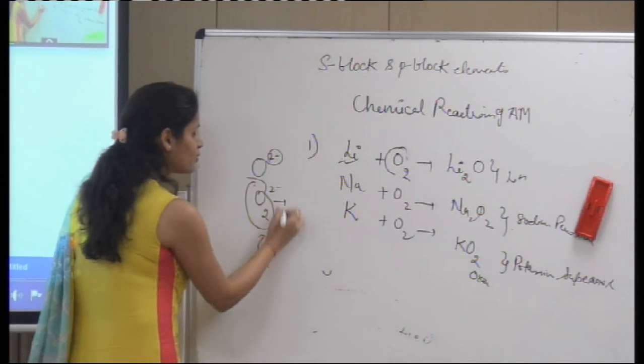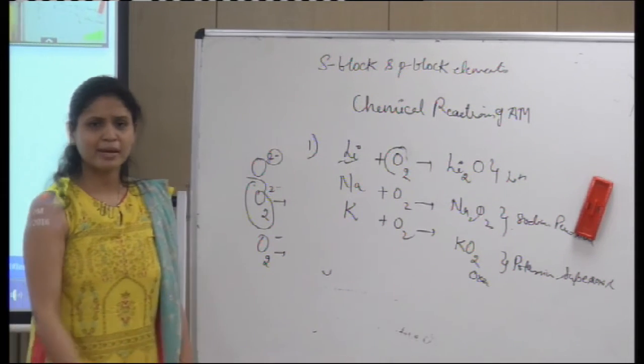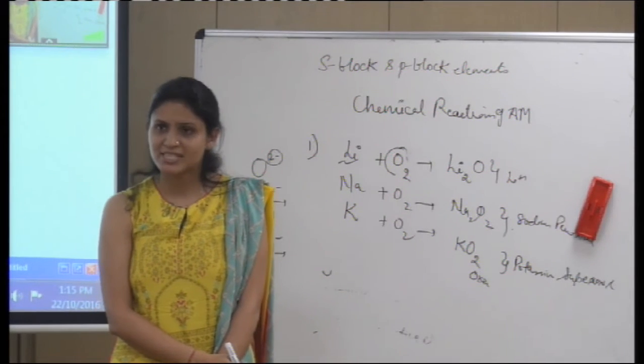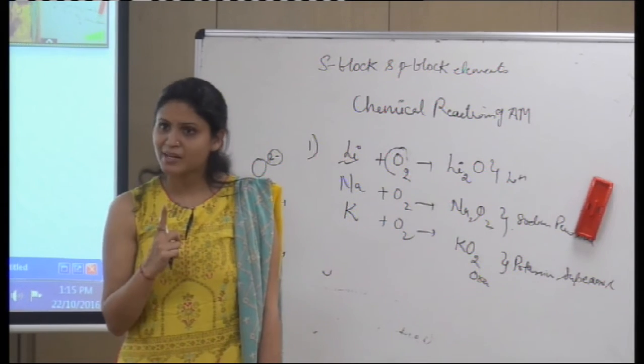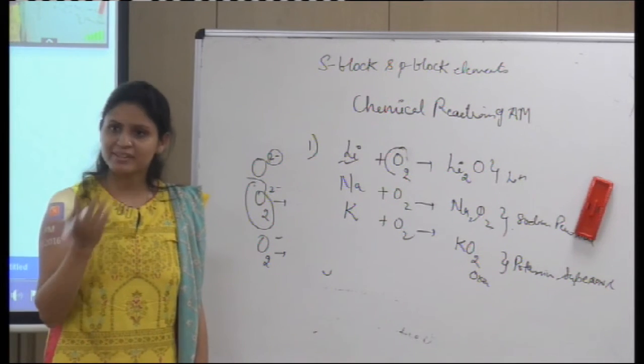So this should be what? This should be paramagnetic or diamagnetic? What are paramagnetic and diamagnetic? Paramagnetic species is the one having unpaired electron, while diamagnetic is the species having paired electrons.